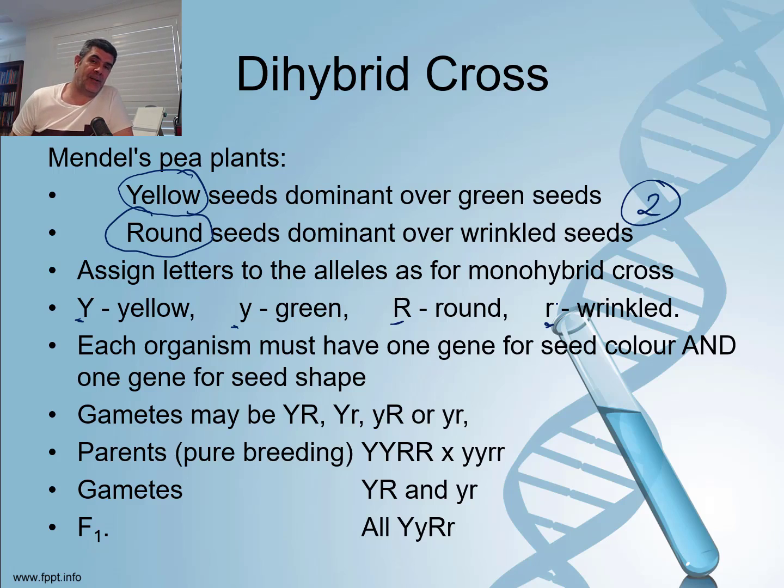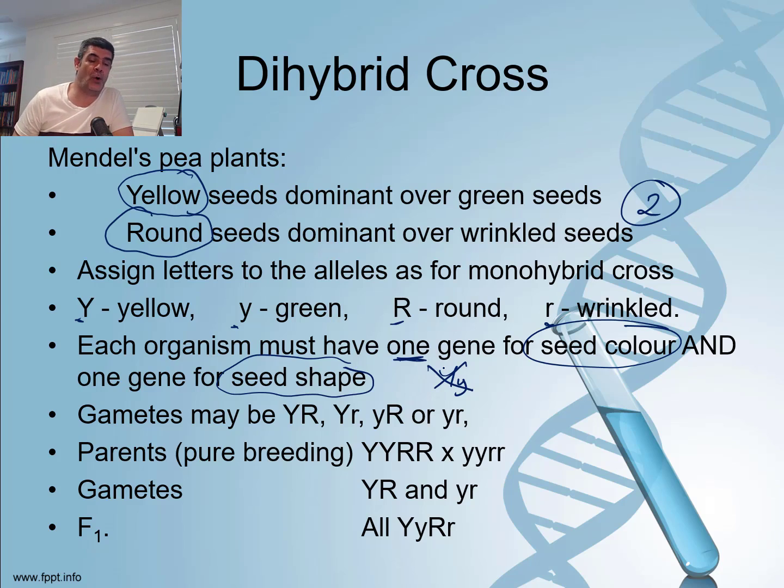Now, the important thing here is that when we're looking at the process of meiosis, we're modeling how the gametes form. We need to make sure that we have two pieces of information, not just one, going into each of those gametes: one piece of information that relates to seed color and one piece that relates to seed shape. It's no good having a big Y, little y, and nothing to do with the R's. So this isn't going to work.